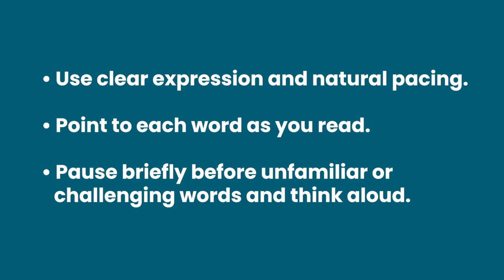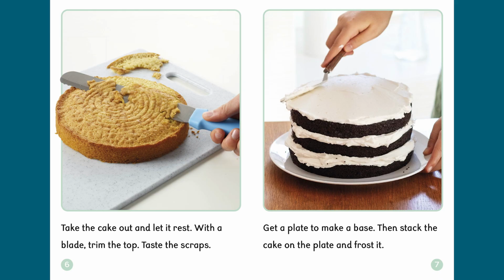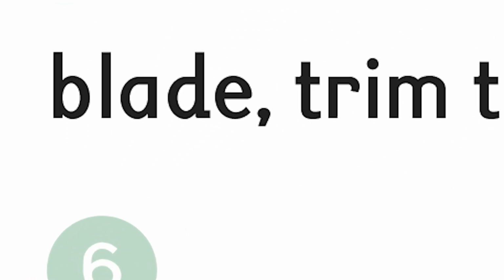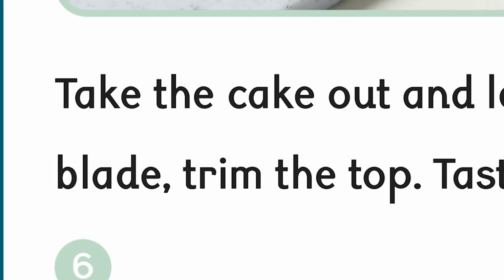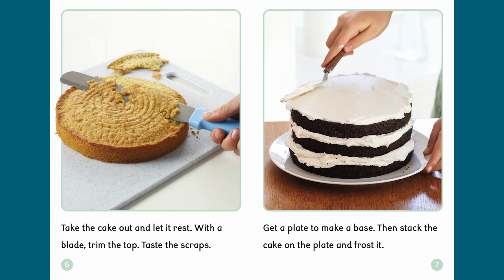Pause briefly before unfamiliar or challenging words and think aloud. For example, let me show you how this works with bake a cake. Here's a word I don't know right away. Let me sound it out. B-l-a-d. Blade. That makes sense. I know blade is a part of a knife, and they are using the blade to trim the top of the cake. This helps students internalize both the process of decoding and the goal of fluent reading.